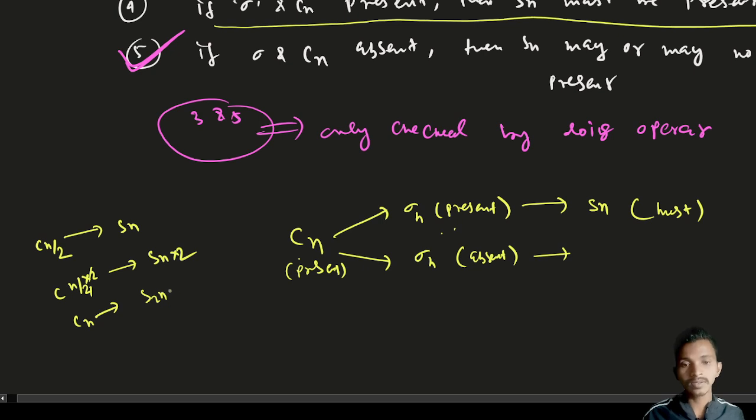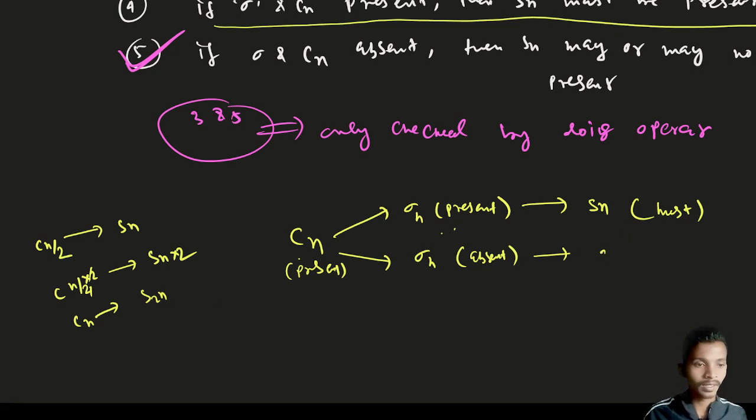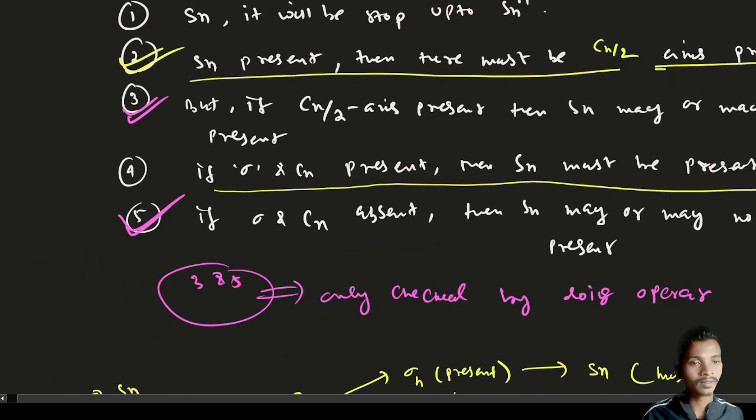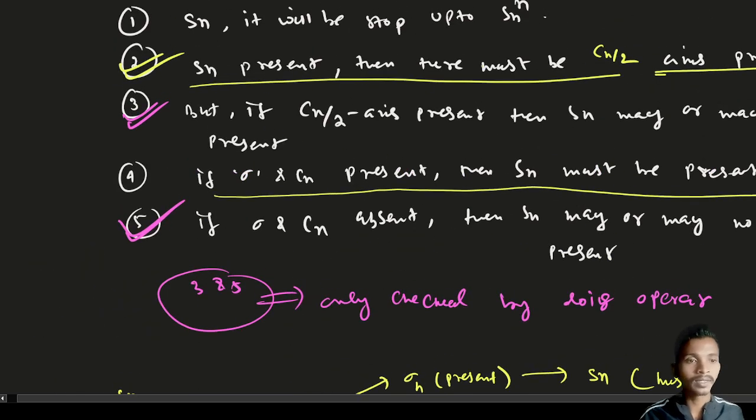Okay, so S2n will be present or not. That means you see that this must be present. If Sn is present, then there must be a Cn axis present. But if a Cn axis is present, then Sn may or may not be present.